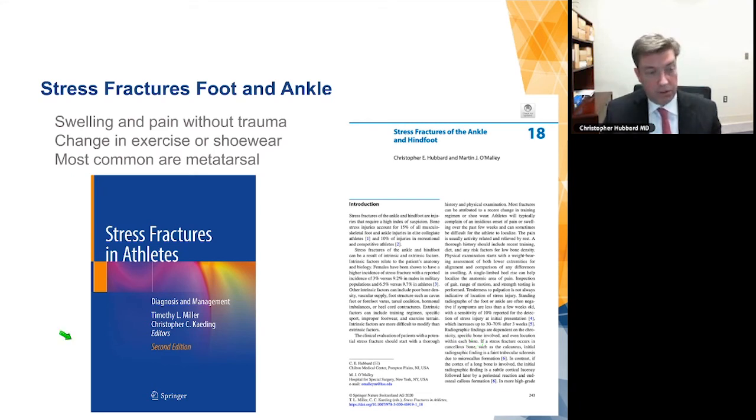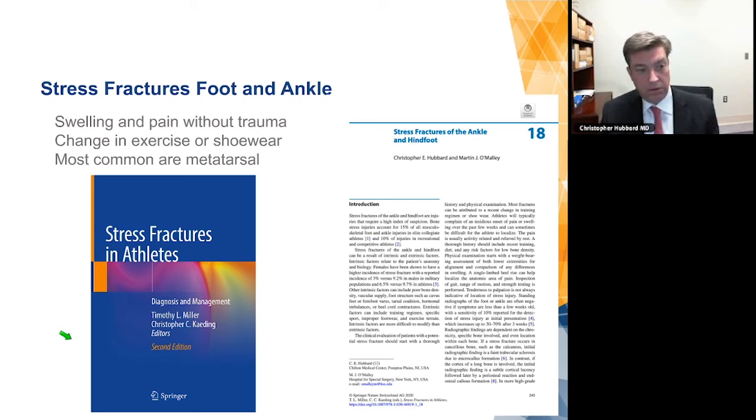Other types of fractures, so acute fractures, obviously with a specific turn or twist. Stress fractures are quite common as well in the foot and ankle. We recently published a chapter on stress fractures in the ankle and the hindfoot in athletes.